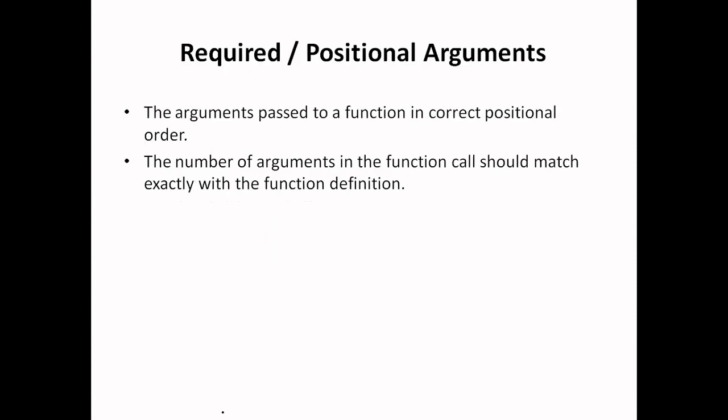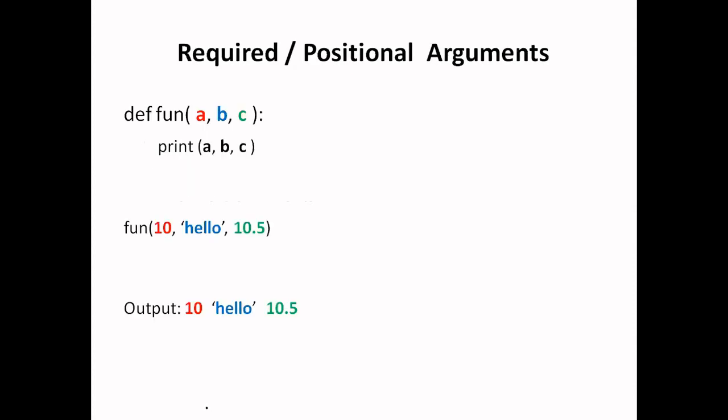The first one is the required positional argument. It is the simplest one. In this case we have to call a function by passing the same number of parameters which is inside the function body while defining the function. So their position must be the same. That means the number of parameters would be the same, and in case we are working on a specific data type, we have to pass in that particular order also.